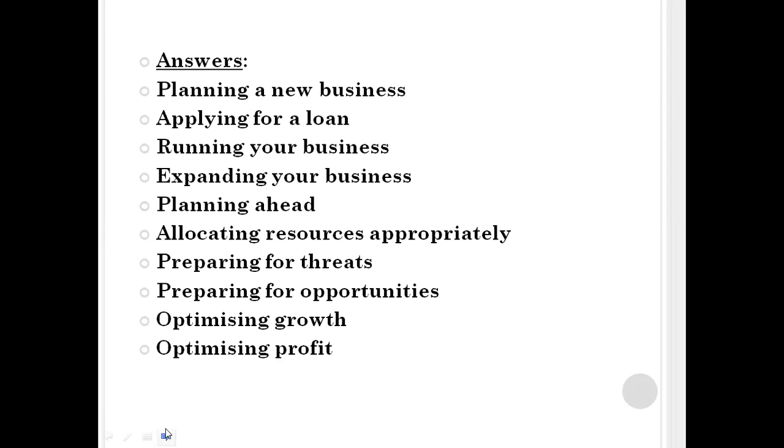You will see most of these things, actually the keywords will look familiar because it was taken out from the case study. In the case study, they've talked about threats and opportunities. They've talked about growth and profit. They've talked about expanding, applying for a loan, planning a business. So all these things are coming from the case study. But as I said, look at it.